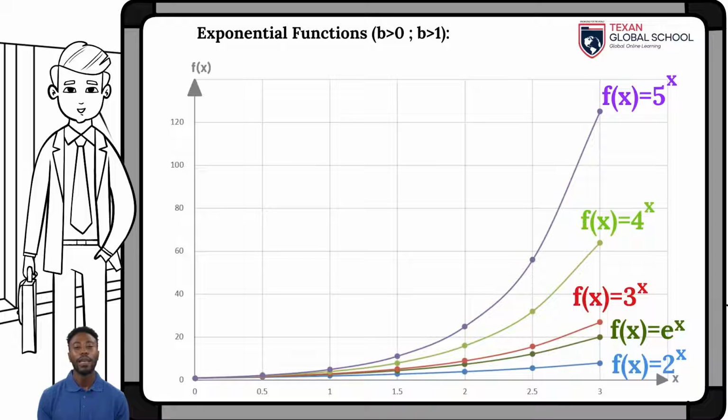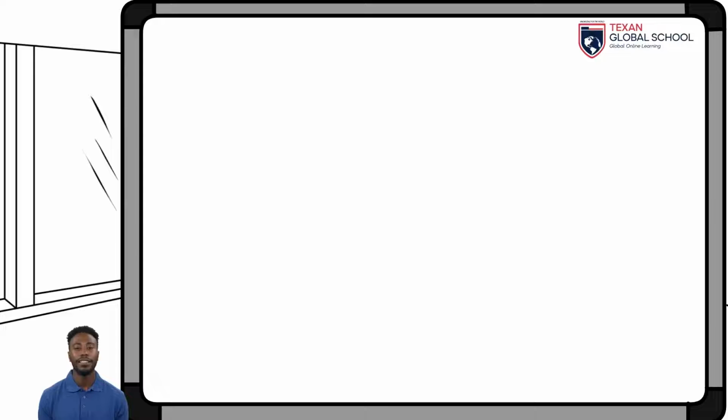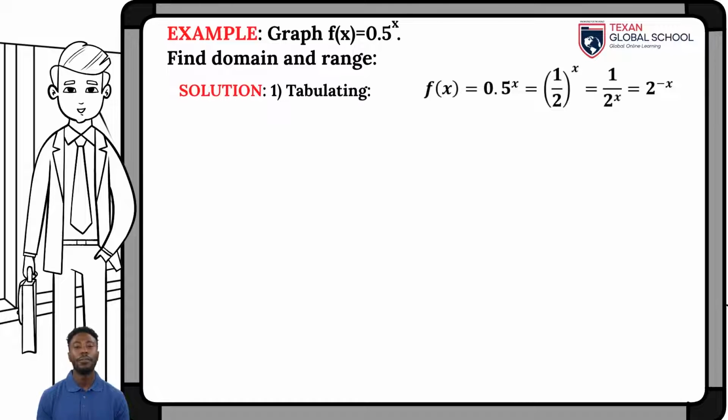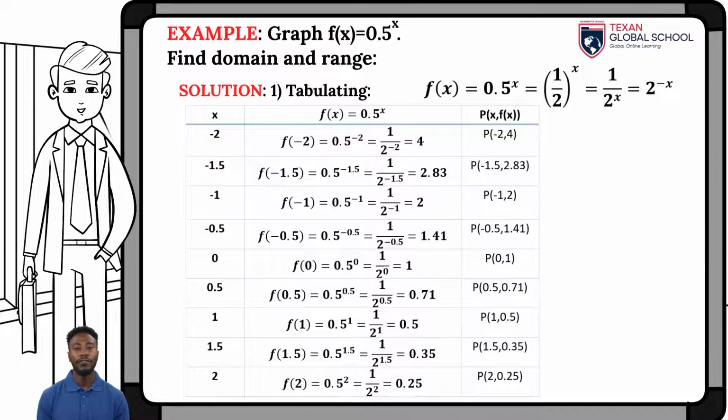They can be modified by including factors or terms to the function. The following example details a base b greater than 0 but less than 1. We will graph f of x for 0.5 raised to the x, and we will obtain the domain and range. We can see that 0.5 can be represented as 1/2. Then, tabulate by proposing values of x from -2 to 2. Now, substitute in the function to obtain the values of the ordinate and thus the coordinates x, f of x.